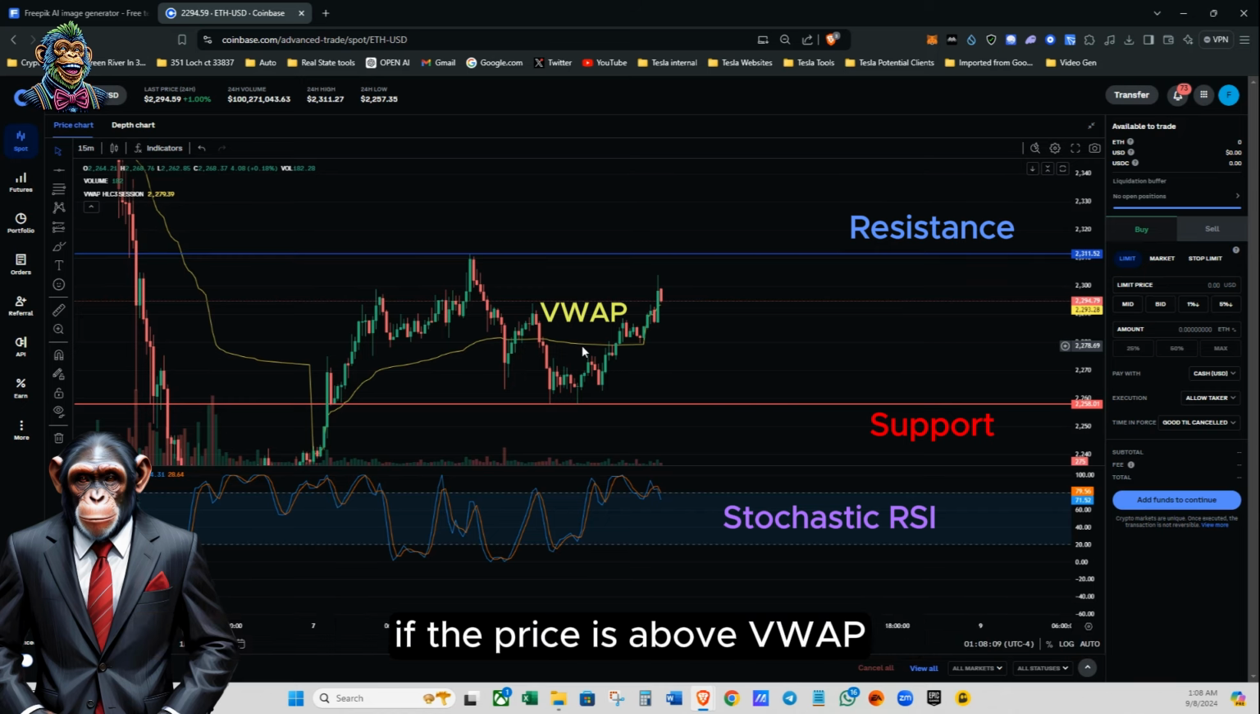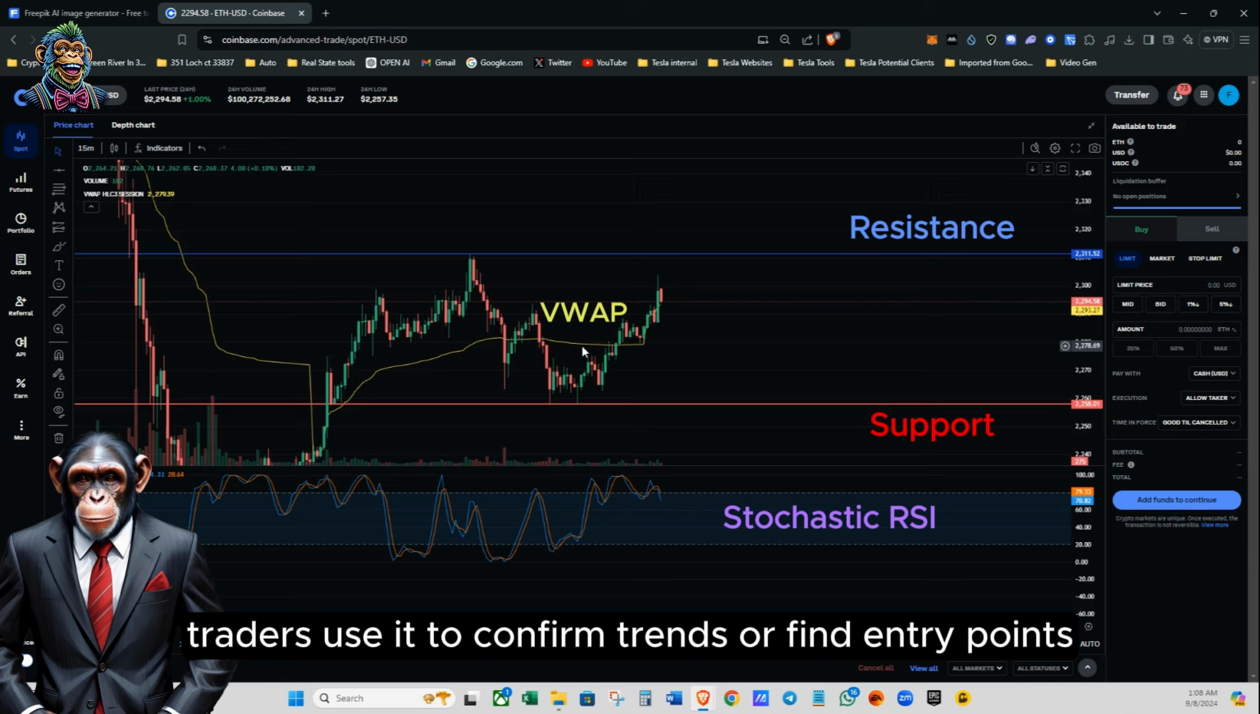If the price is above VWAP, it's usually seen as bullish. If it's below, it's bearish. Traders use it to confirm trends or find entry points.